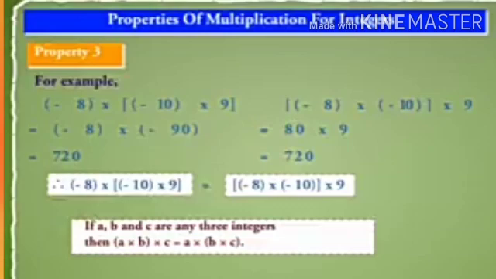In next case, minus 8 into minus 10 into 9. Here minus 8 and minus 10 are grouped together. The result is 720. Now, both the results are same. Clear, children? Therefore, the given three integers, they need not match in the order in which they are given. We can group them in easy combination to find the products. Hence, if A, B and C are any three integers, then A into (B into C) is equal to (A into B) into C. Therefore, here we can group in any order to find the product in easy combination.